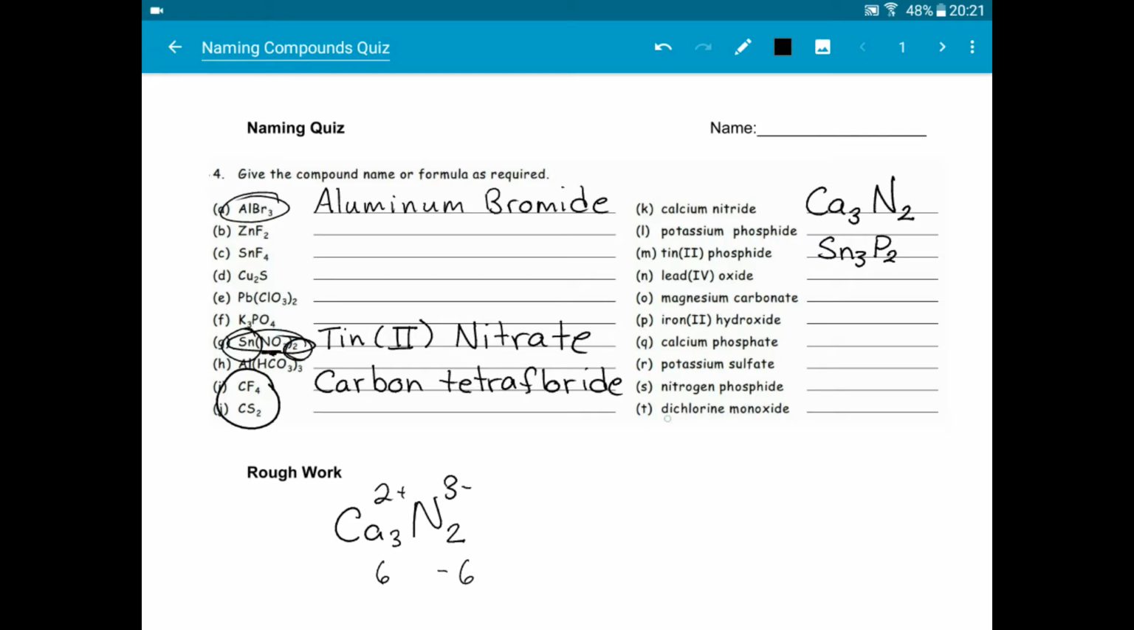We'll just look at some of these. Now if you see the prefixes, then you know that you have a covalent bond that makes a molecular compound. So this one, di, means 2. And we have chlorine. And then mono means 1. And oxide for oxygen. So 1 oxygen. So we have Cl2O.